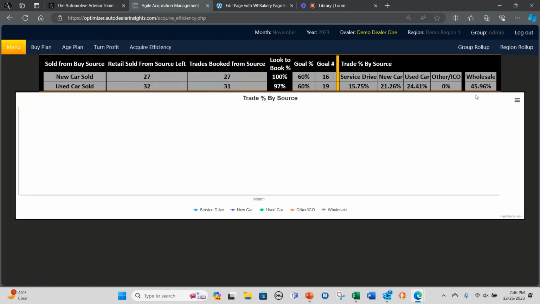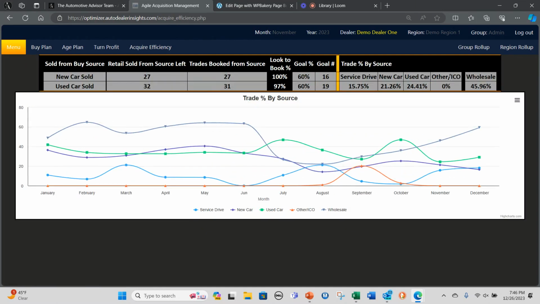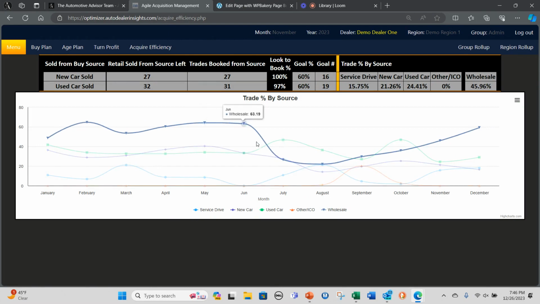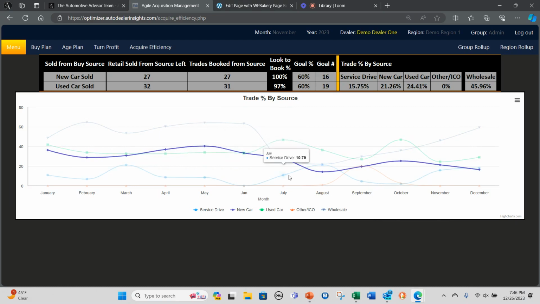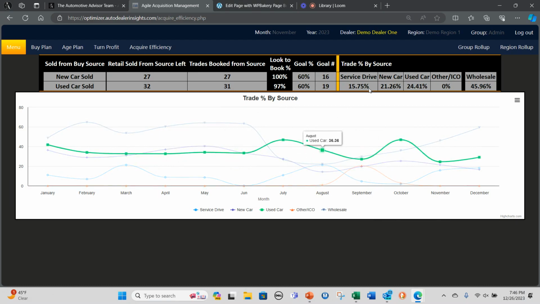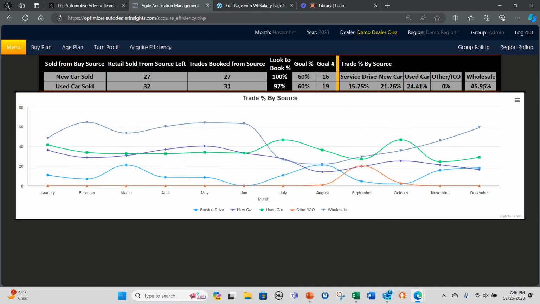So that tells us that they must have gotten rid of some kind of a trade tool here. So it gives us an opportunity to see how our wholesale is moving. That's the blue line. You can see it there. It was high. We brought it down, but now it's high again. How's our new car or used car moving? How's our used car? So we can really track how we're doing. And again, our goal is to grow these channels and not this one.